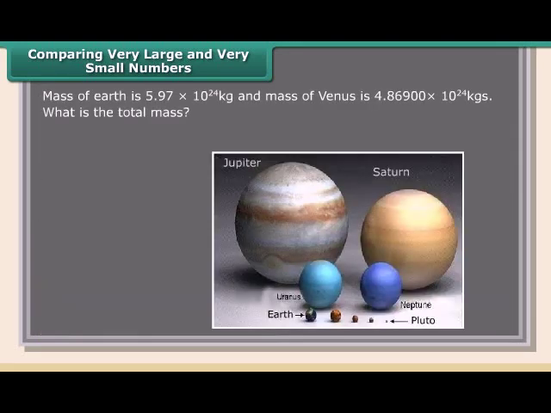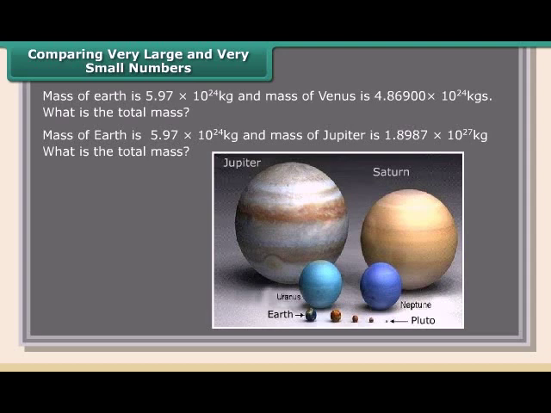Mass of Earth is 5.97 into 10^24 kilogram, and mass of Venus is 4.869 into 10^26 kilograms. What is the total mass? Mass of Earth is 5.97 into 10^24 kg, and mass of Jupiter is 1.8987 into 10^27 kgs. What is the total mass?